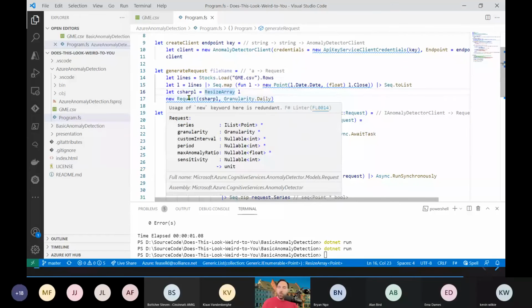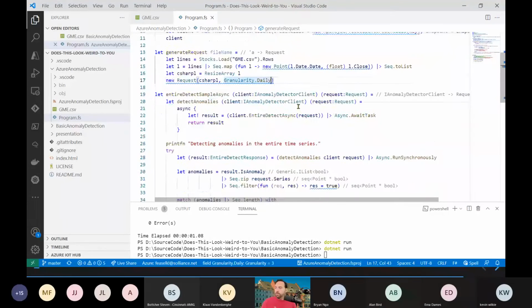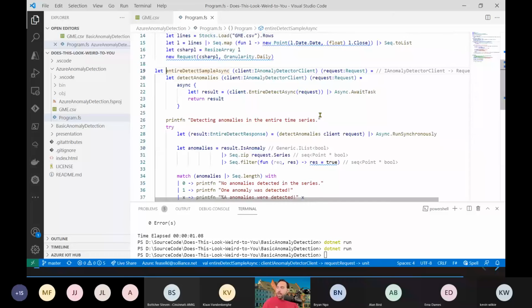And then generate a request based off of this. So I've got my C# list and my granularity that tells how frequently this data gets changed. So this is daily granularity. Now I'm going to perform detection on the entire sample. And what I'll do is I have a client, I have a request, I will send the request to the client. So client, give me back an analysis on the entire data set.